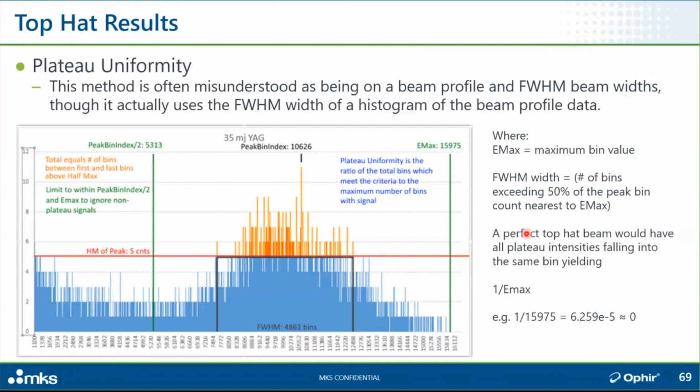We actually do have this broken down in a step-by-step presentation. If you are trying to do top hat characterization and have looked at plateau uniformity, go ahead and give us an email and we can work with you on understanding how that works a lot better. A perfect top hat beam would have all of the plateau intensities, everything in this histogram, falling into just a single bin, which is why the result would then approximate 0. It may not be intuitive at first, but we have this in a step-by-step guide, which helps you better understand and interpret these results for real top hat lasers.